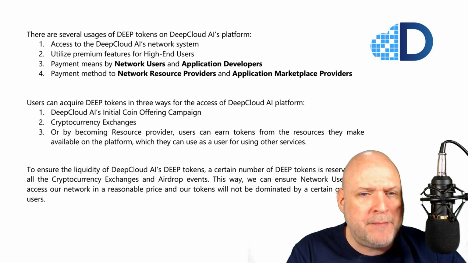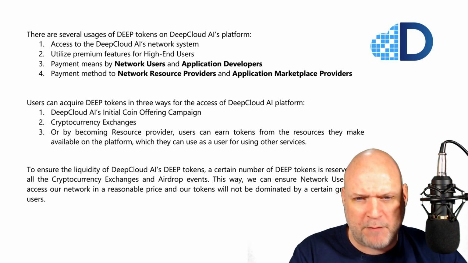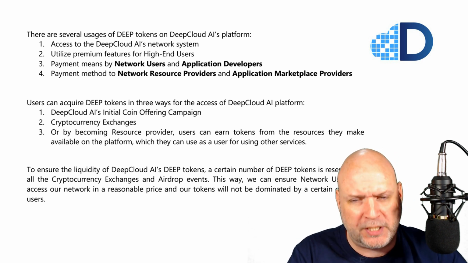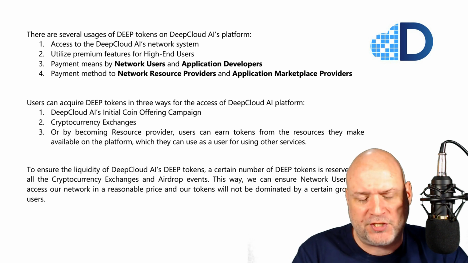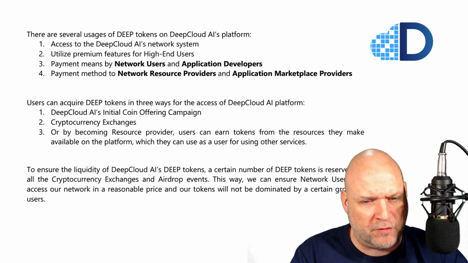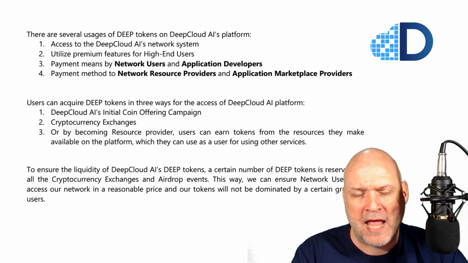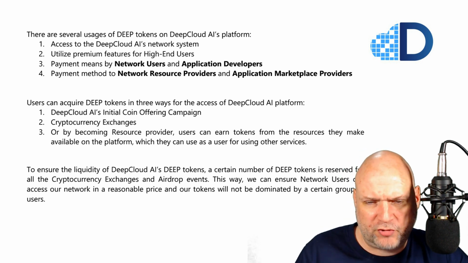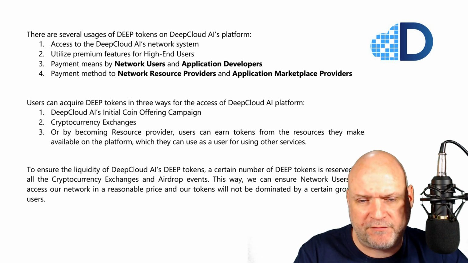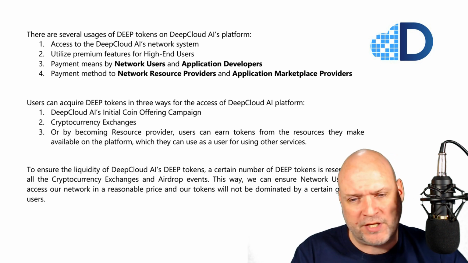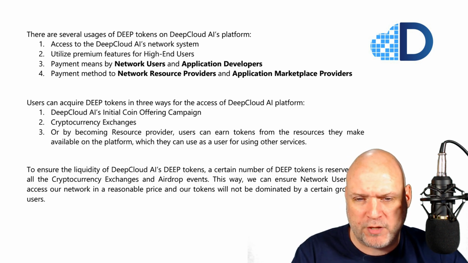It will be the payment means between the network users and the application developers, and also the network resource providers and the application marketplace providers too. You will be able to stake them, I believe, for a masternode, but there are no details available yet on proof of stake or masternode requirements at all. So you'll be able to trade the token on the exchanges, obviously, after the ICO is complete. And you can also earn them by becoming a resource provider as well. So if you've got any spare resources, you can stick them on the network and get the tokens for them.